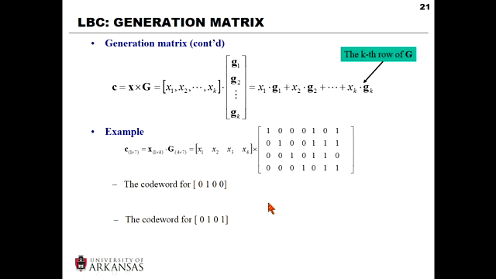And for this reason, each row in this generation matrix is a code word, right? Because if we have a 1 here, the second row is a code word. If we have 1000, then the first row will be a code word. Every single row of this generation matrix is a valid code word, all right?